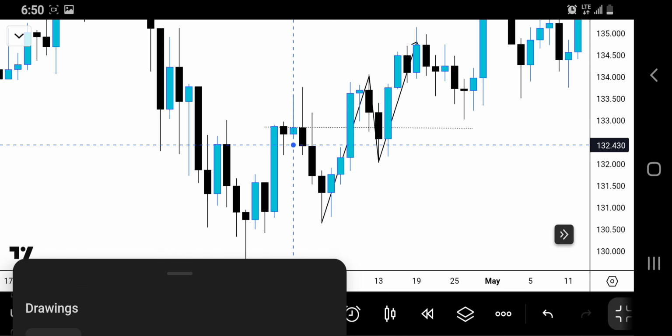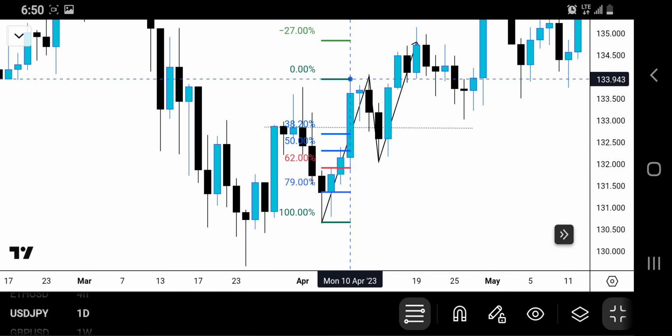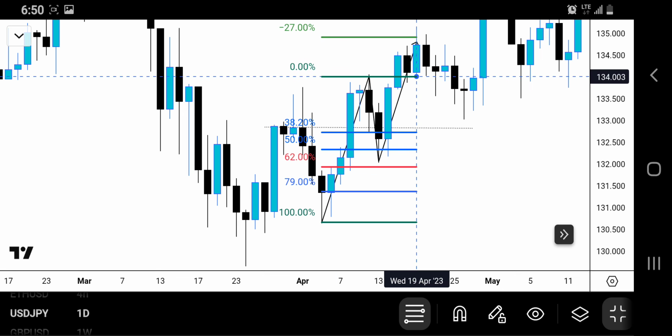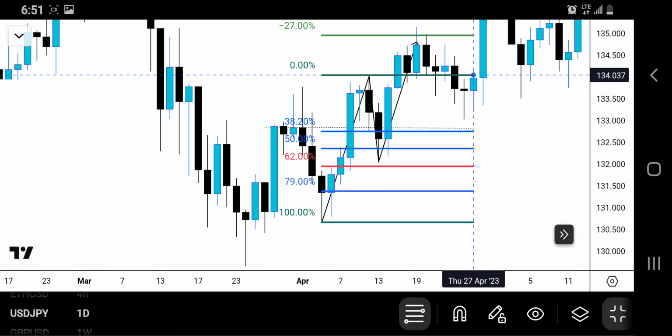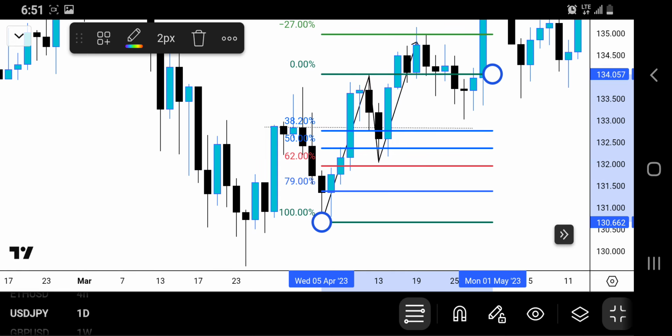Now let me put the Fibonacci. This is point A and this is point B. This area up here is point B. See, I put it on top of the wick of the candle. Are you getting? And then that's it.